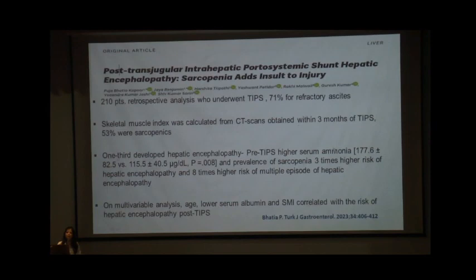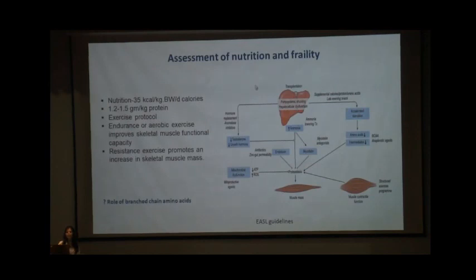When we followed up these patients, almost one-third developed hepatic encephalopathy, and a higher pre-TIPS serum ammonia and the presence of sarcopenia determined not only a higher risk of the first hepatic encephalopathy, but also a risk of multiple episodes of hepatic encephalopathy. So again, we found that age was important, lower serum albumin, and sarcopenia was one factor which is very important to be assessed to identify which set of patients will go on to develop recurrent hepatic encephalopathy.